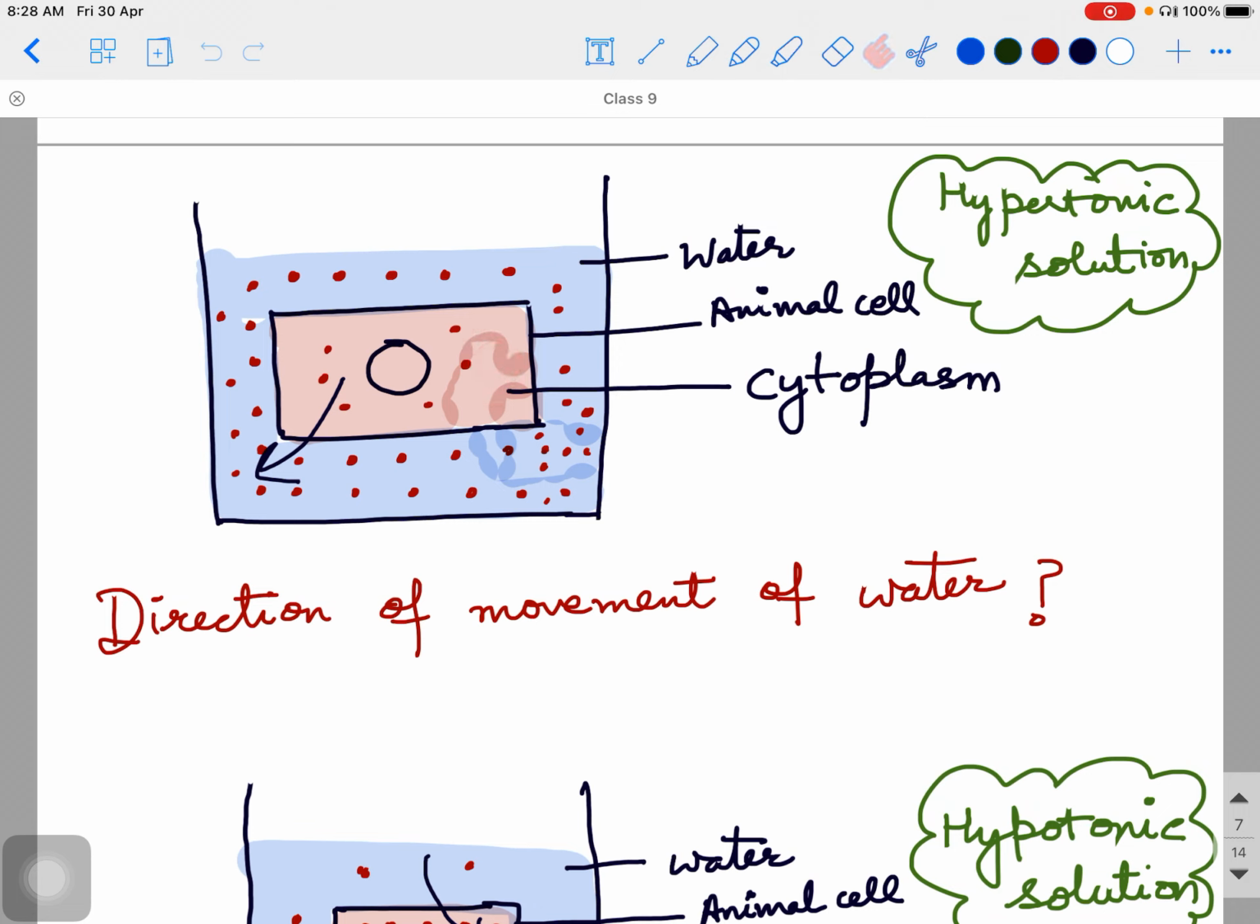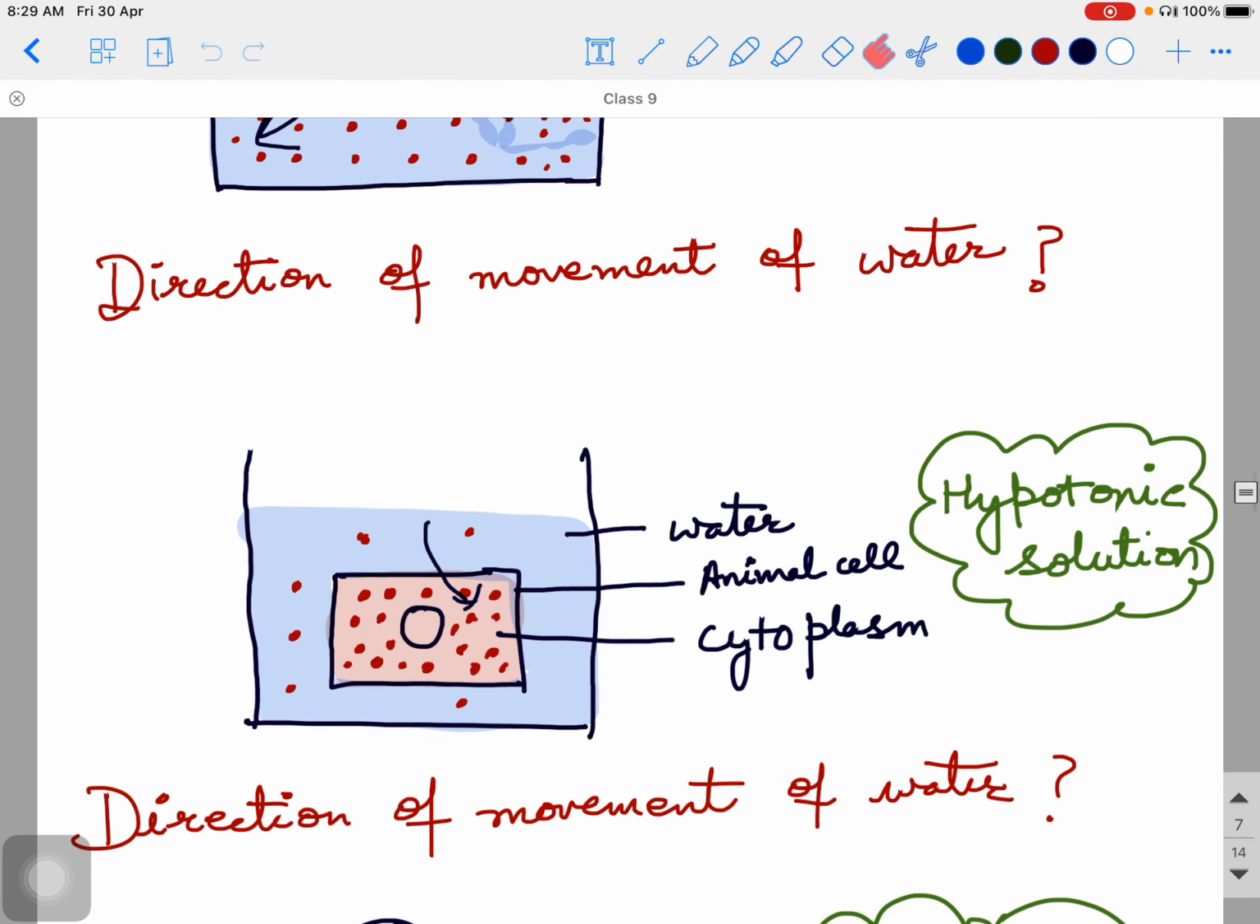Right? So here according to the concentration concept, the water will move from its higher concentration to its lower concentration. It will come out of the cell and the cell will shrink. Such a solution, in which an animal cell shrinks when we put it in, is called a hypertonic solution. The concentration of the solution is more outside the cell as compared to inside the cell. Hyper means more. Outside the cell, the concentration is more.